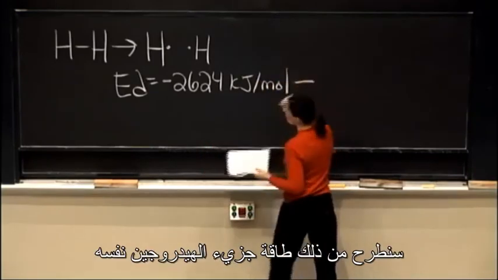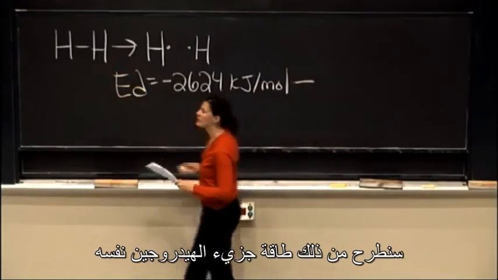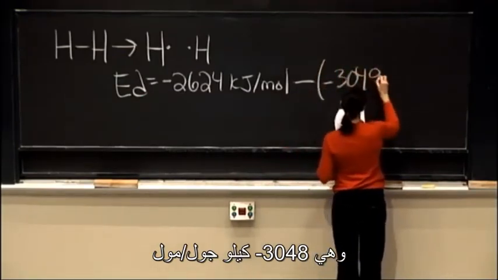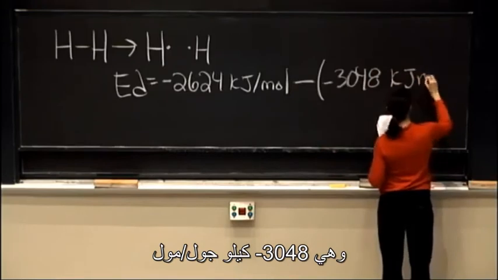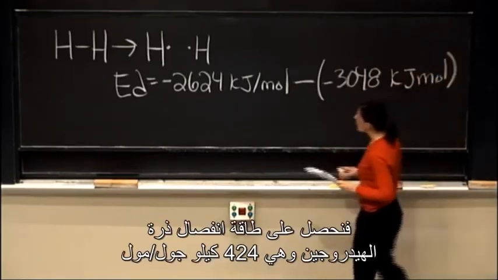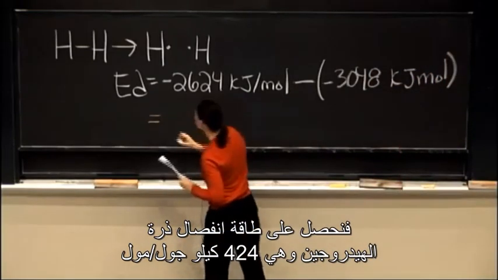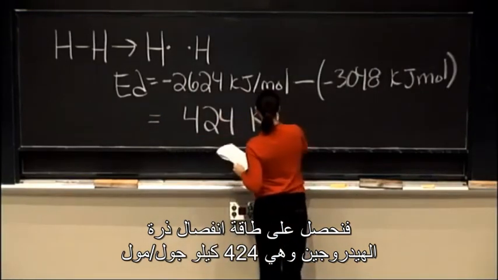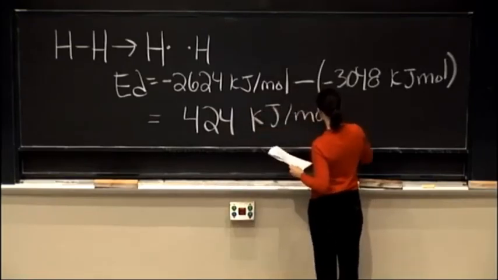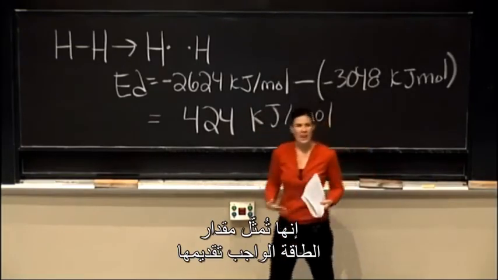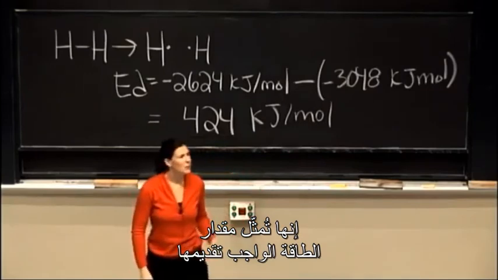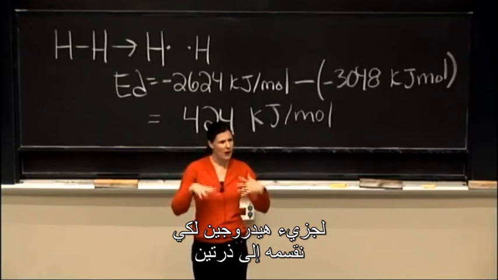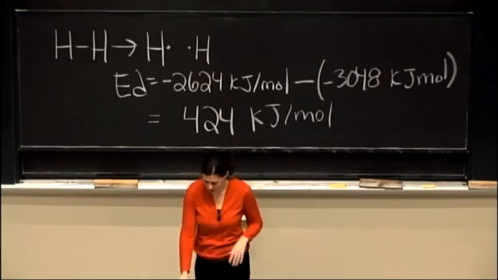And we want to subtract the energy of the hydrogen molecule itself. So that's going to be negative 3048 kilojoules per mole. So what we get for the dissociation energy for a hydrogen molecule is 424 kilojoules per mole. So what that means is that's how much energy we would have to put in to a hydrogen molecule in order to get it to split apart into its 2 atoms.